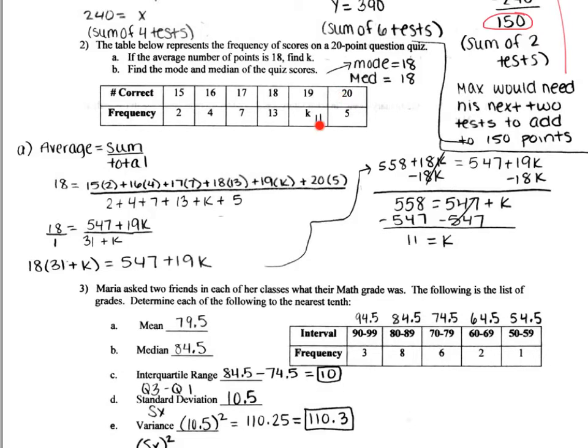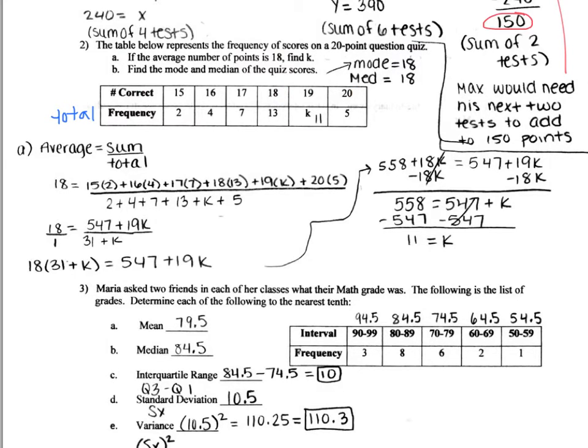So normally, if we wanted to find the average, we would add them up and divide by however many we have. So again, average is sum divided by the total. The frequency is the total number. So let's put that here. Frequency is total. And the sum would be just adding everything up. So I need 2 15s, 4 16s, 7 17s, 13 18s, K 19s, and 5 20s.